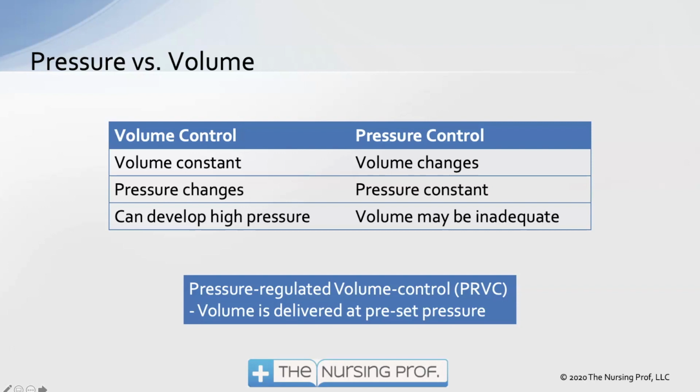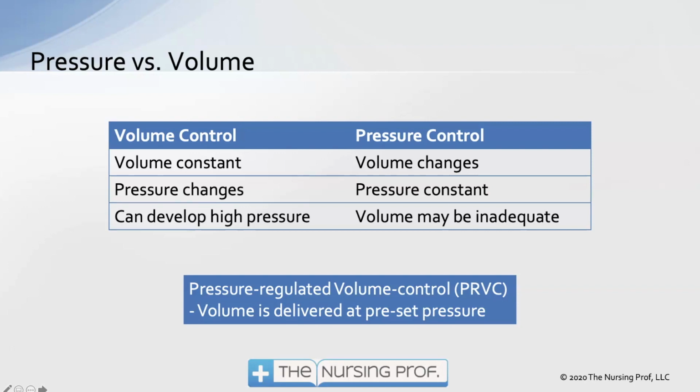With pressure control ventilation, now we change the end point from being volume, we're going to push in 650 milliliters, now we're changing it to pressure. We say, okay, well, we're going to keep the pressure constant so that we're not achieving high pressures in the patient's thorax. However, from one breath to the next, the volume's going to change. And the volume may be inadequate in some cases on pressure control.